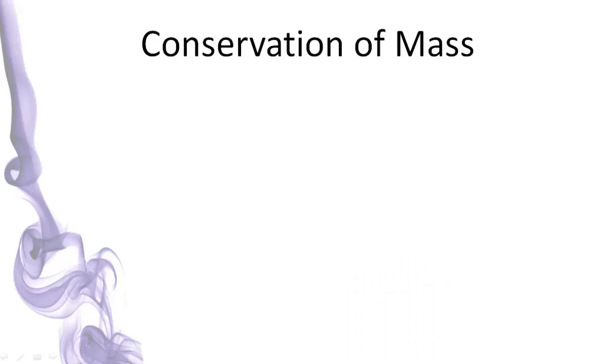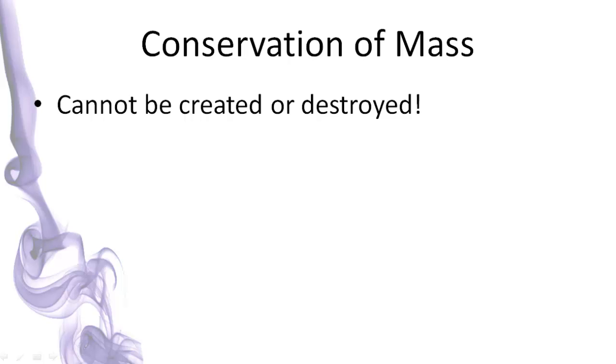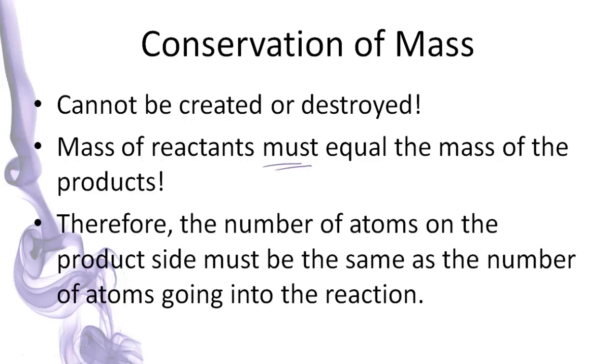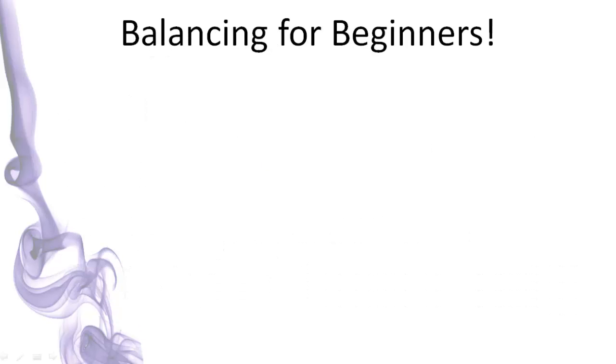The reason we are balancing equations is conservation of mass. Matter cannot be created or destroyed. The mass of the reactants must equal the mass of the products. Therefore, the number of atoms on the product side must be the same as the number of atoms going into the reaction on the reactant side.